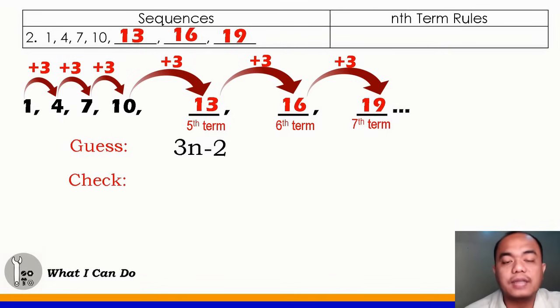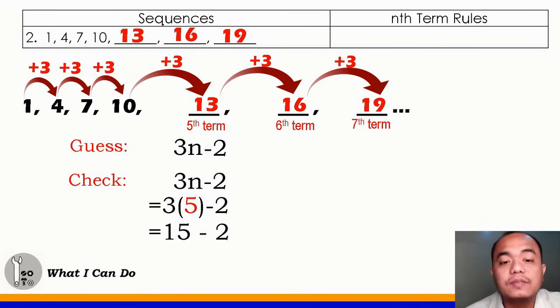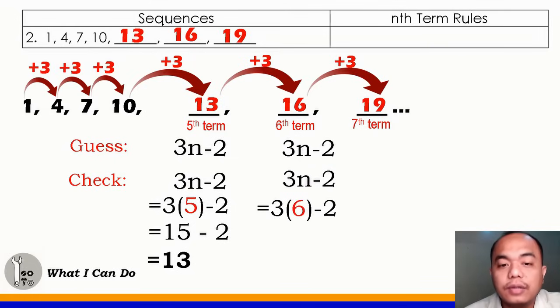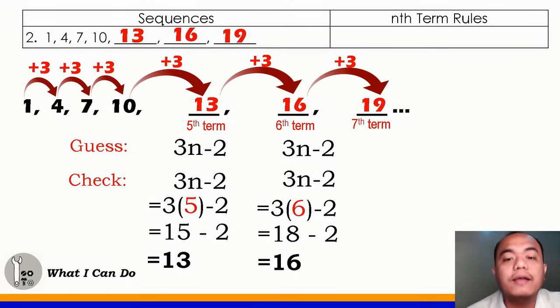And then let's try to check if our guess is correct. So 3n minus 2. So 3 times 5 equals 15 minus 2, and that makes it 13. Next, the sixth term. We have 3n minus 2. Let's try to check. 3 times 6 minus 2. And then we have 3 times 6 equals 18 minus 2, and then we have 16.